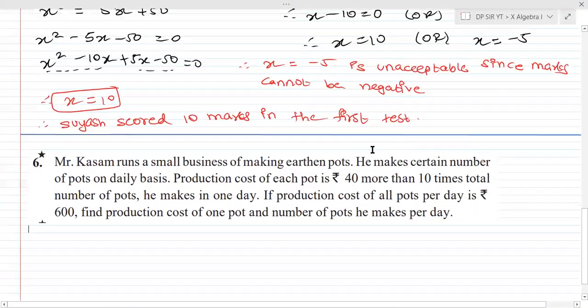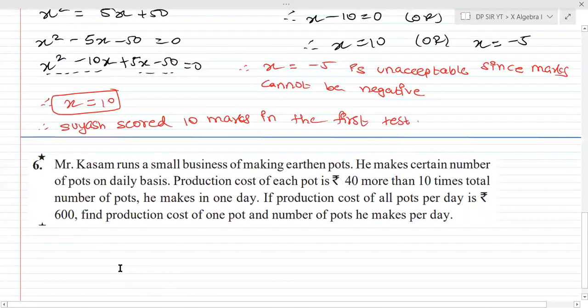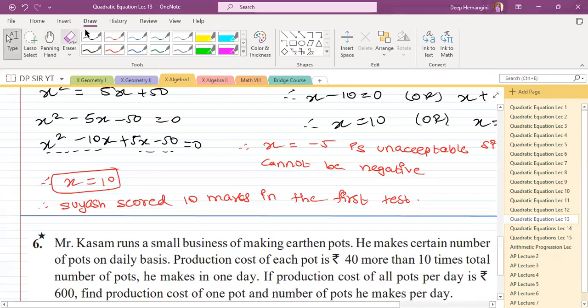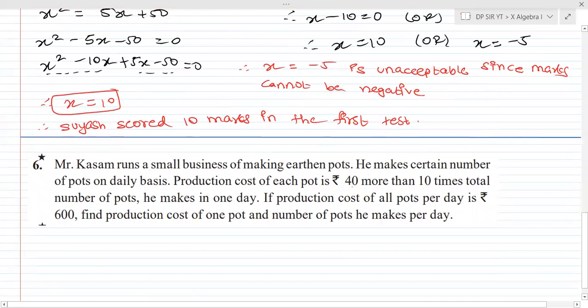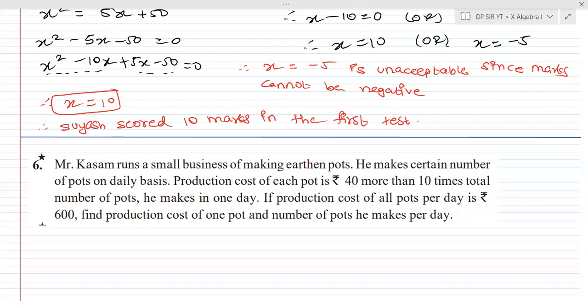Okay. So Mr. Kasam runs a small business of making earthen pots. He makes a certain number of pots on a daily basis. Production cost of each pot is rupees 40 more than 10 times the total number of pots he makes in one day. If the production cost of all pots per day is rupees 600, find the production cost of one pot and the number of pots he makes per day. How many pots are made in a day and what is the production cost.